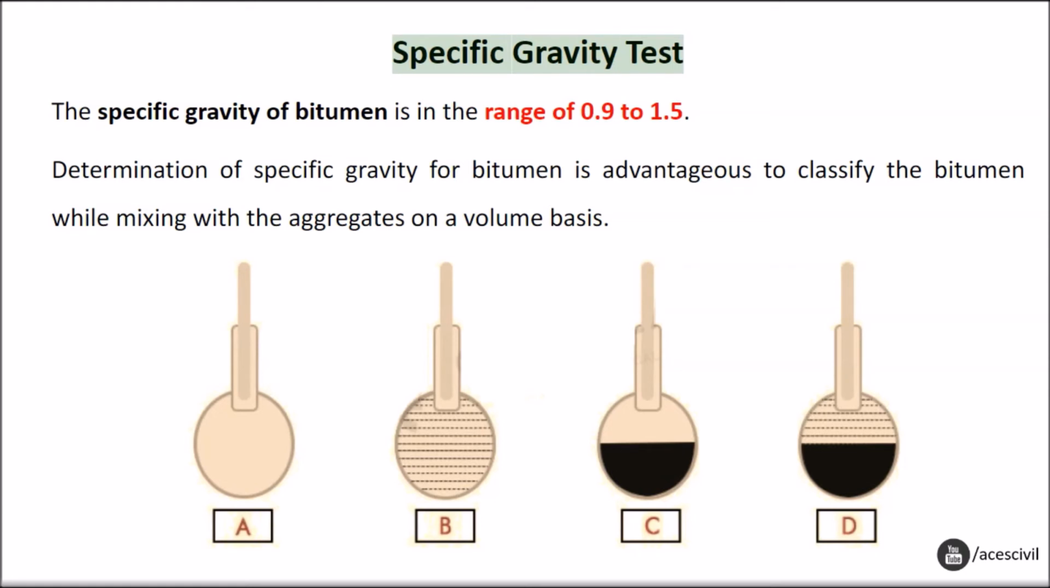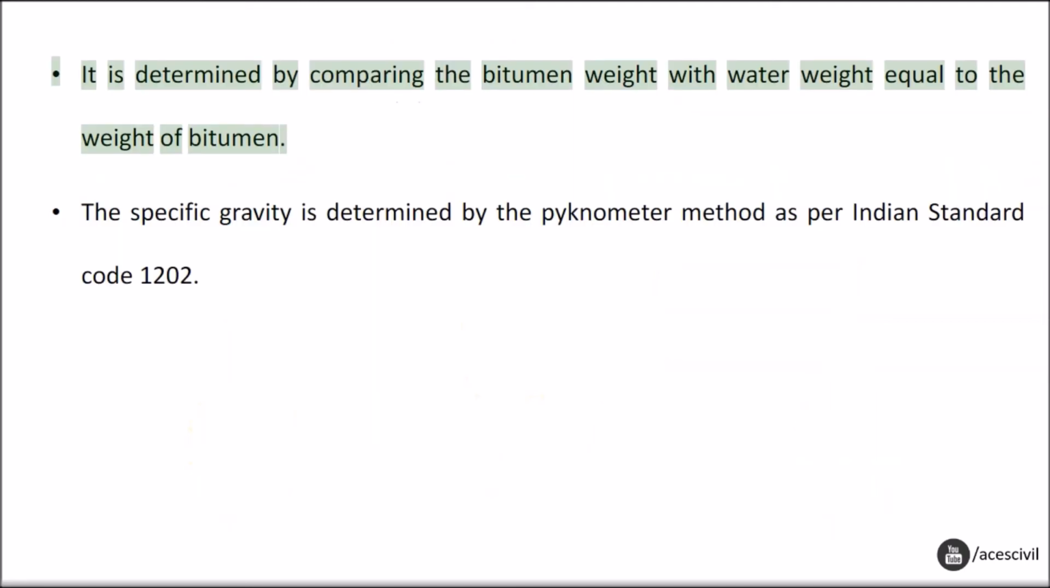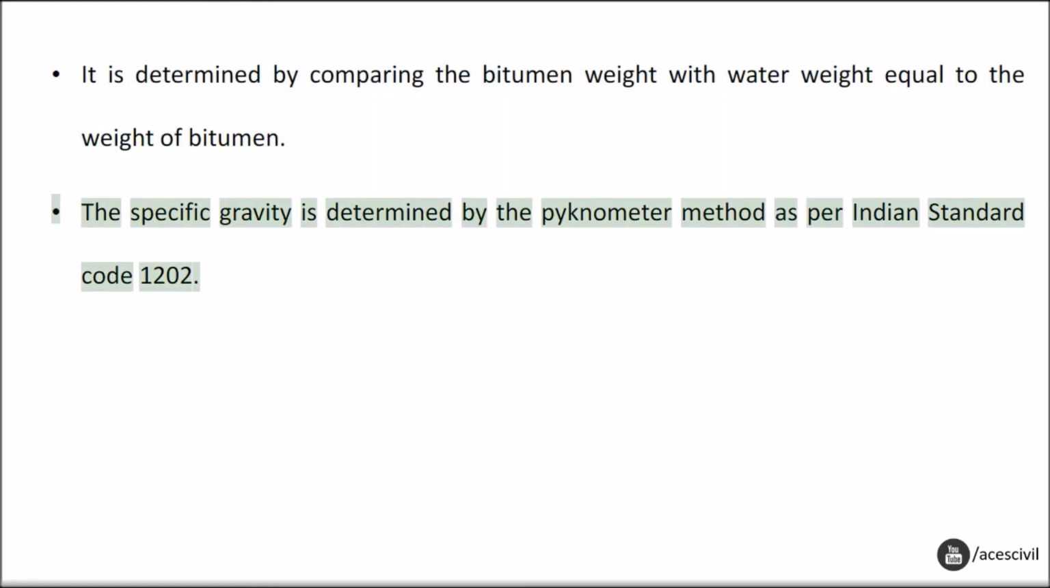Specific gravity test. The specific gravity of bitumen is in the range of 0.9 to 1.5. Determination of specific gravity of bitumen is advantageous when mixing with the aggregates on a volume basis. It is determined by comparing the bitumen weight with the weight of an equal volume of water. The specific gravity is determined by the pycnometer method as per Indian Standard Code 1202.